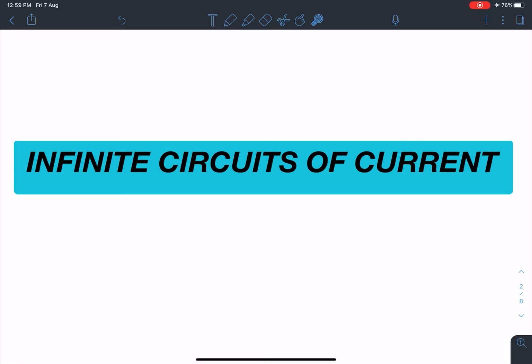It is an infinite circuit of current. So let's discuss the statement of this problem and we'll solve it. So here it is.